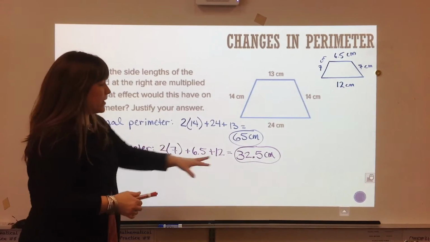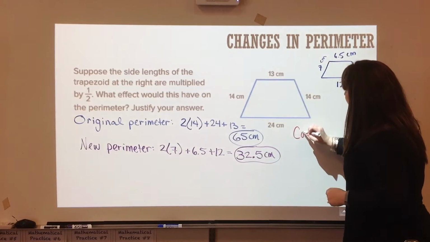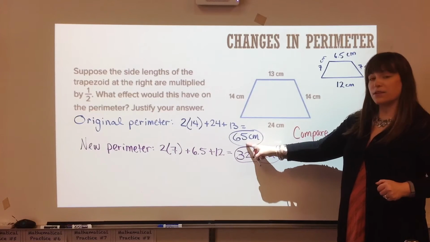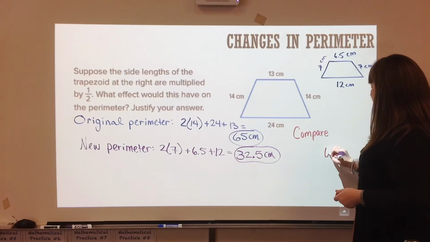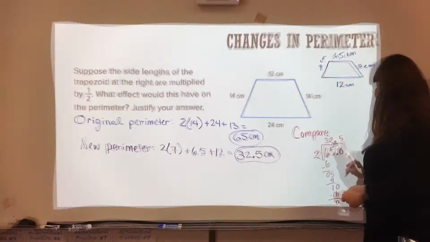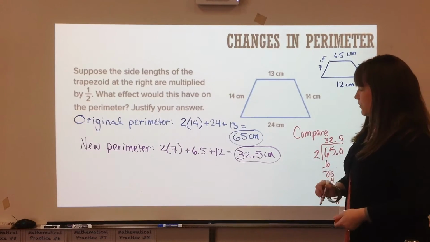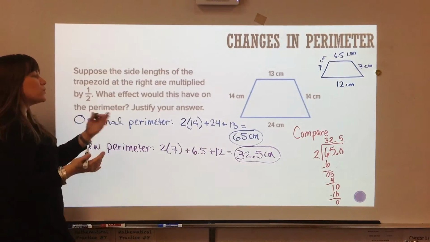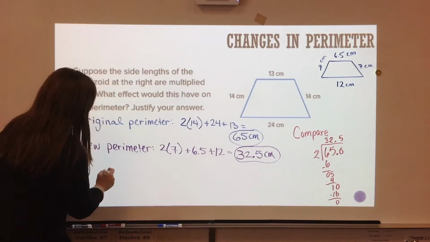Now I have to compare these two numbers. Remember, it should be the same relationship. I should be able to cut this perimeter in half and get 32.5. So let's try that. What is half of 65, or dividing it by 2? So I've divided this out, and yes, in fact, half of 65 is 32.5. So now I can write my statement. What effect would cutting everything in half have on the perimeter? It's going to halve the perimeter as well.